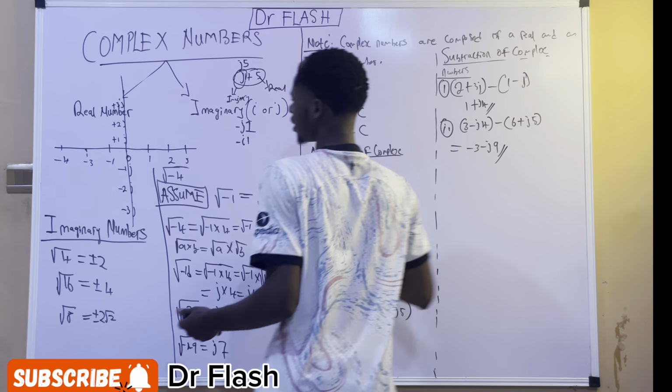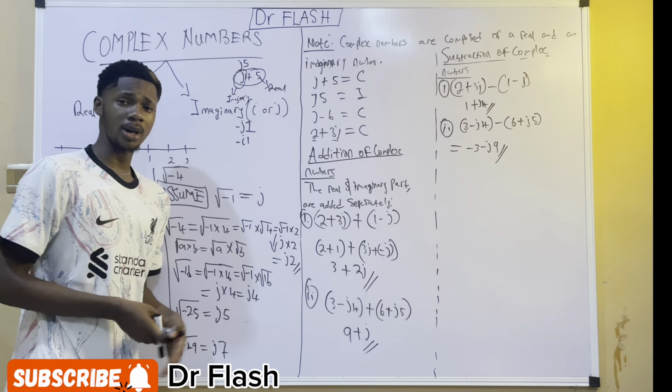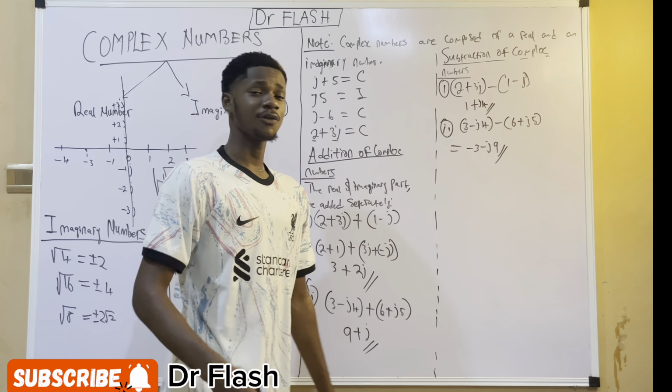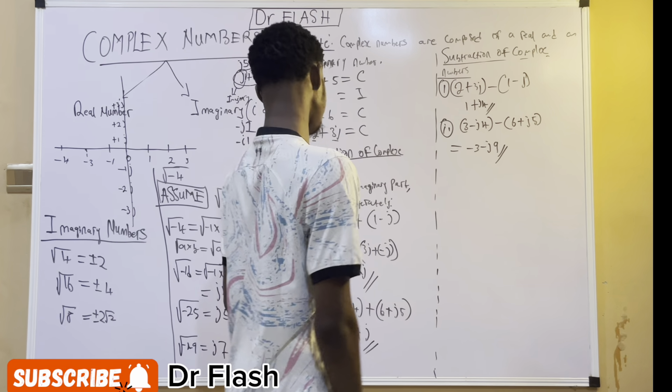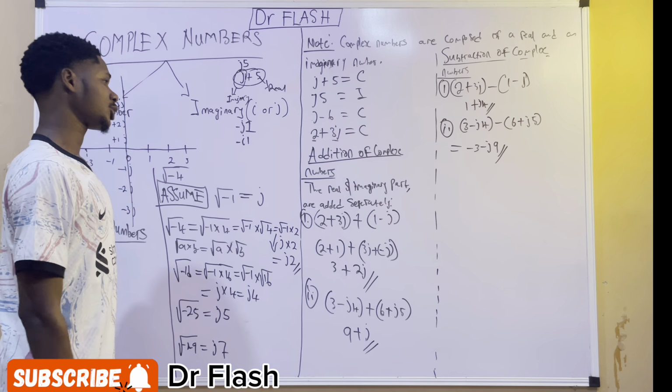So is that easy? So for addition and subtraction of complex numbers, all you have to do is add up the real parts and then add up the imaginary parts. That's for addition. And then for subtraction, we are going to subtract the real parts and then subtract the imaginary parts. So is that easy?